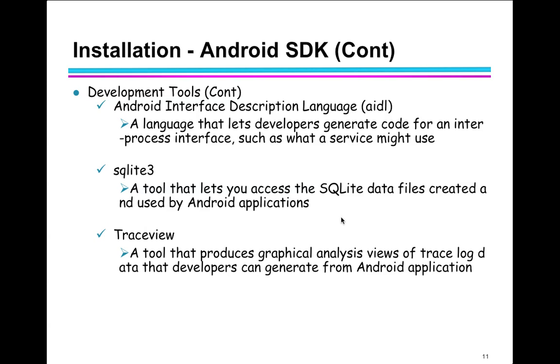As I mentioned before, I'm not going to go through all of them, but there's like a dozen of these tools. This is a highlight of the most important ones that you'll probably end up using in this course. The interface description language. This one is integrated in, no longer has a command line interface to it. It lets developers generate code for the inter-process interface, something a service might use, shared data between different processes, stuff like that.